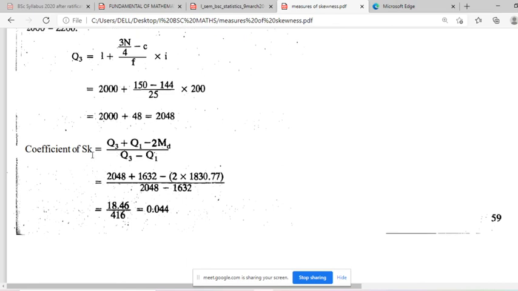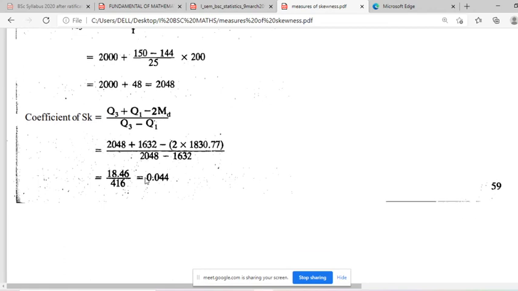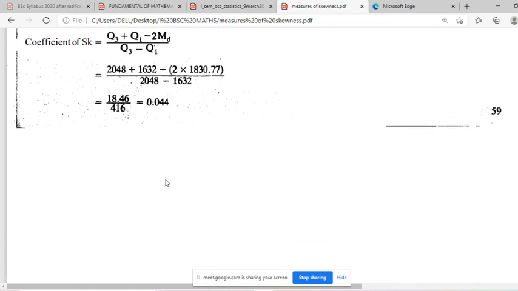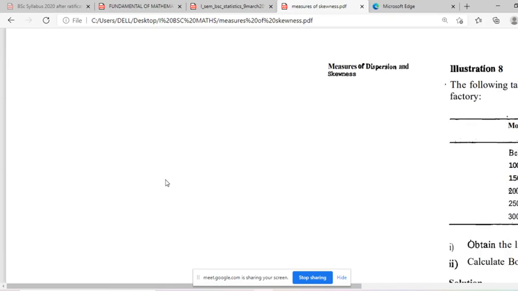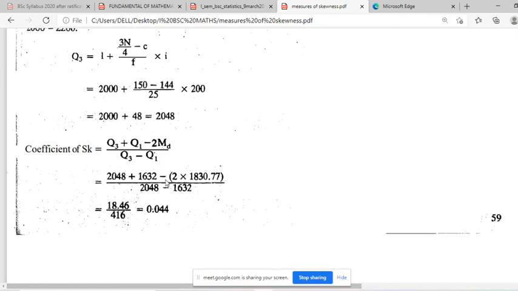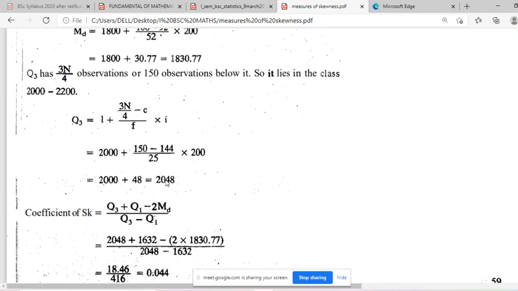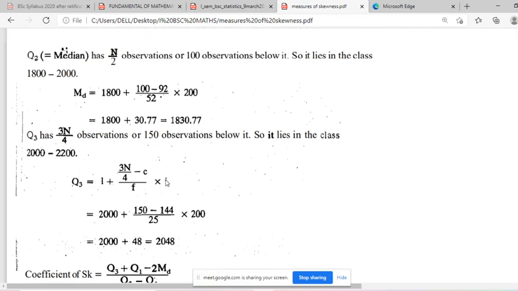Now what is the coefficient of skewness? Q3 plus Q1 minus 2MD, divided by Q3 minus Q1. Just substitute the values and you obtain 0.044. So this coefficient of skewness is positive, and we can say that the skewness is positive for this data. Okay, so we obtained the coefficient of skewness based on quartiles. This is an important problem.